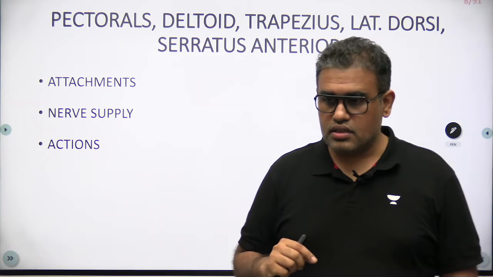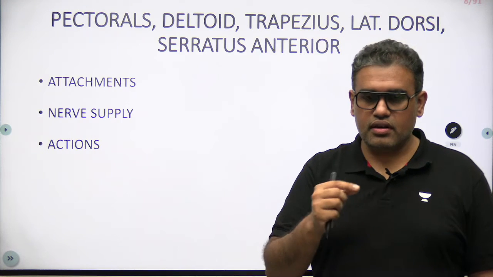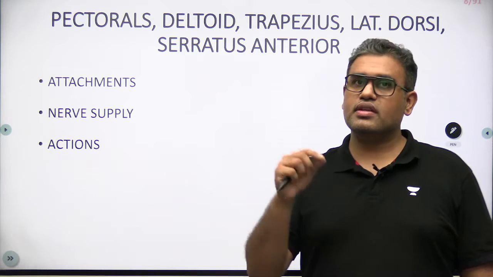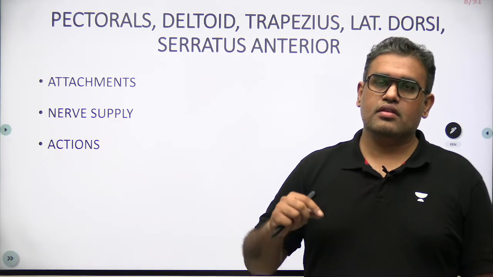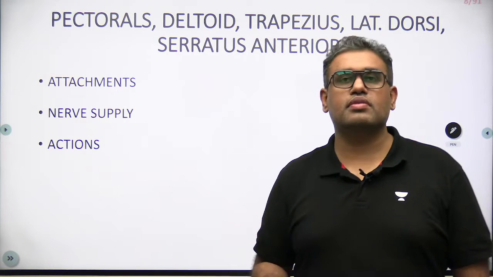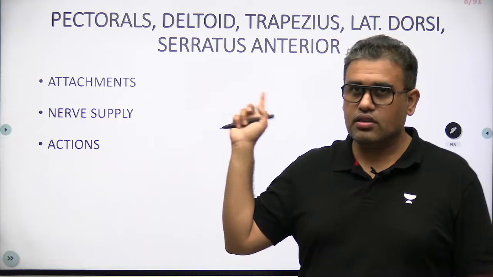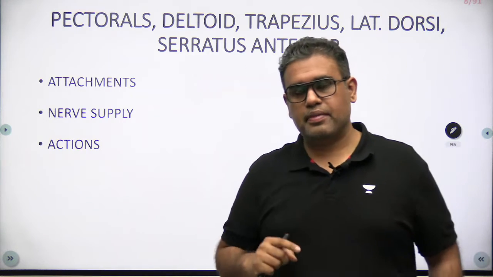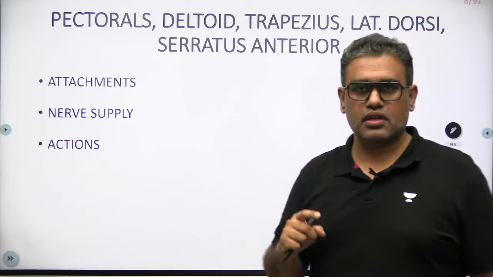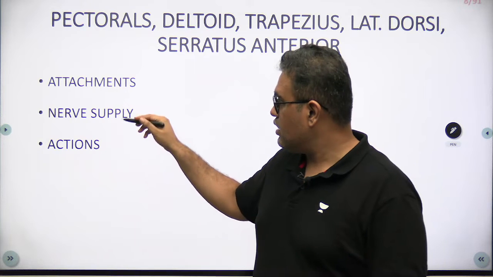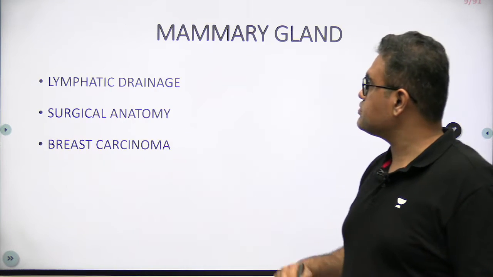Third thing, we also read in medicine and Harrison that myopathies are less common, neuropathies are more common. So muscle injuries are less common, but nerve injuries are more common, and that would lead to paralysis of the muscle. So you should know that the main muscles are supplied by which nerve. Clear? So attachments, nerve supply, actions is what we should know about the important muscles over here.